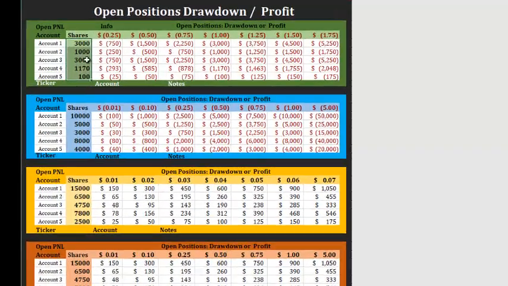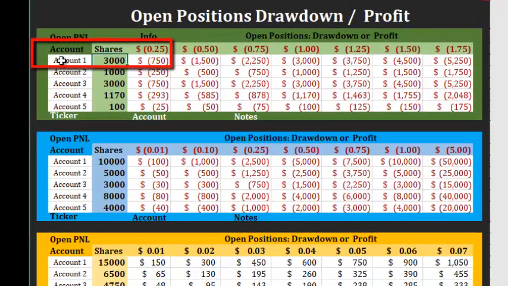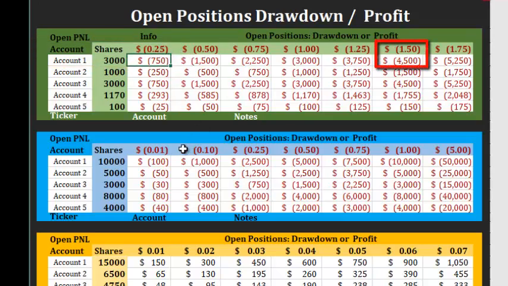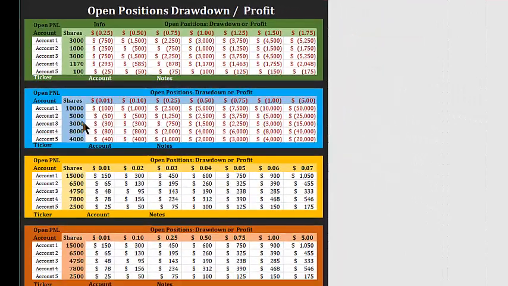This works from a slightly different perspective. For example, if in one account you had 3,000 shares of a given stock, every time the stock fell 25 cents, you'd be down $750. If it dropped $1.50, you'd be down $4,500. You can see that both the first two deal with losses and the bottom two deal with gain.